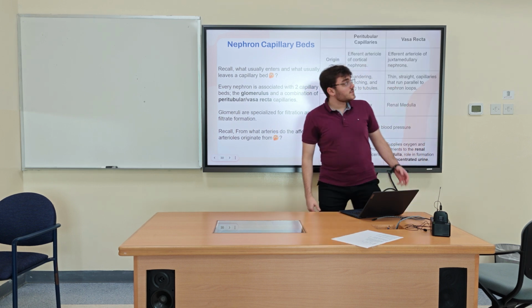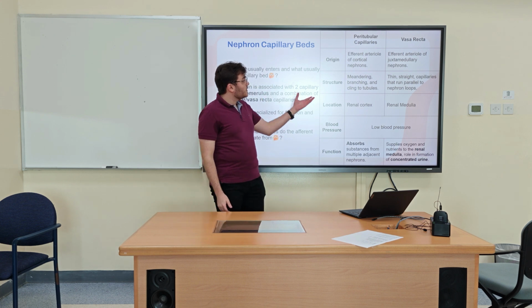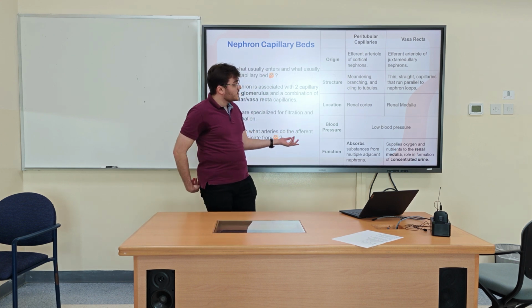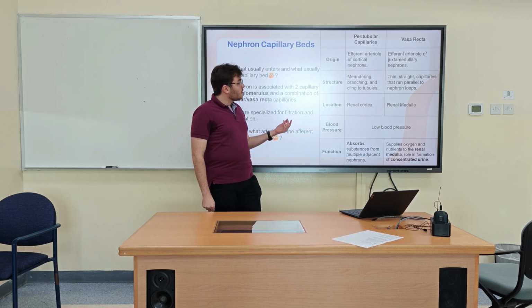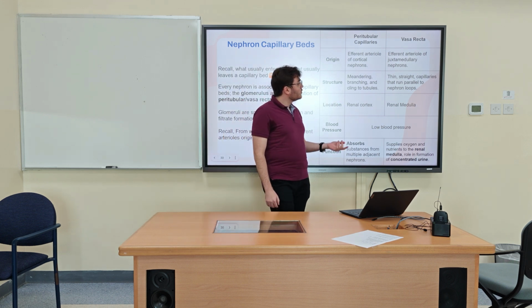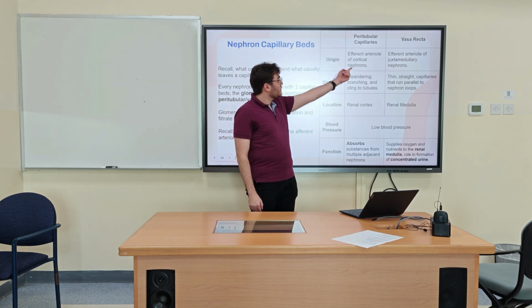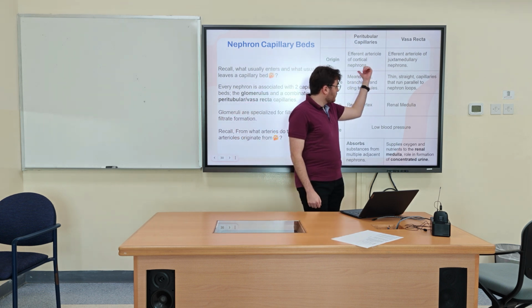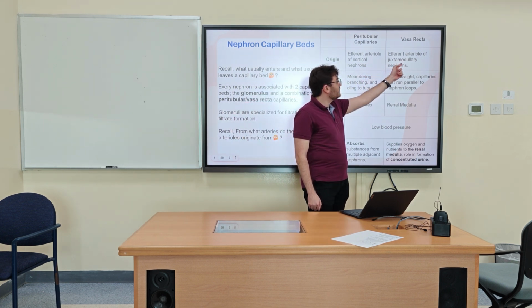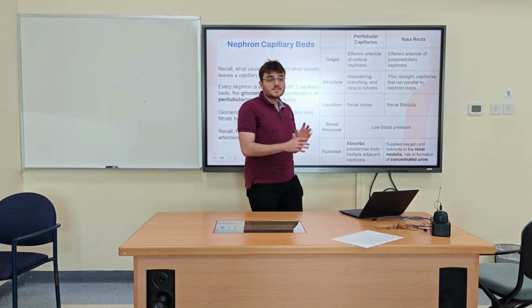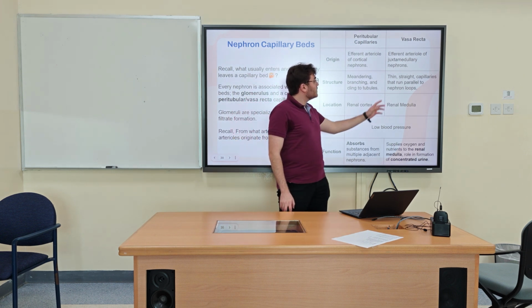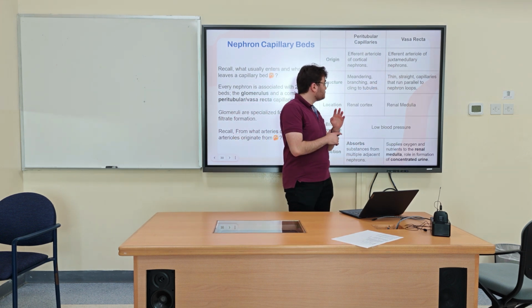Okay. Here's a table comparing both the peritubular capillaries and the vasa recta. They both originate from afferent arterioles, but one originates from cortical nephrons and the other from the juxtamedullary nephrons. Vasa recta is associated only with the juxtamedullary nephrons.